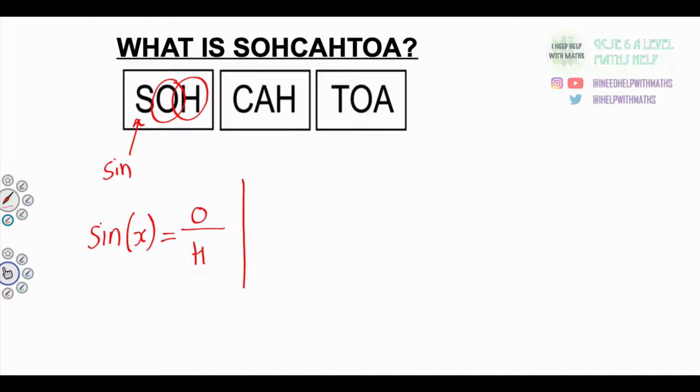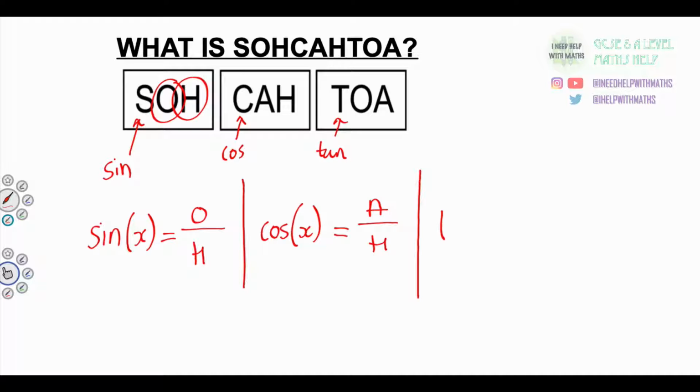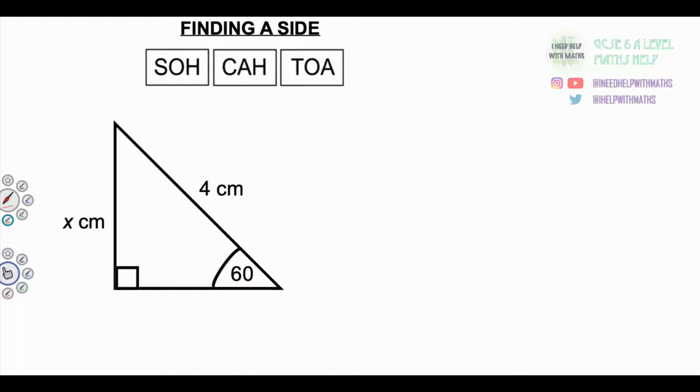Similarly for CAH, that relates to cos, and it says cos of an angle, which we'll just call x, is equal to the adjacent side divided by the hypotenuse. And similarly for TOA, the T relates to tan, so tan of an angle, we'll just call it x, is equal to the O over A, the opposite over the adjacent. Look at an example for finding a side.